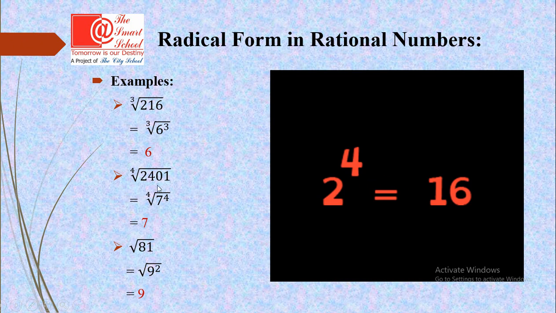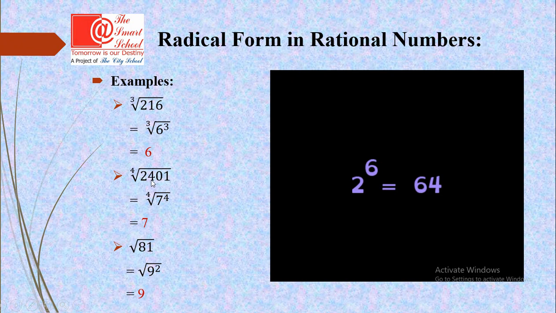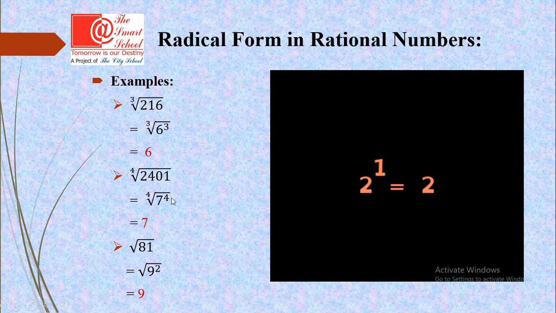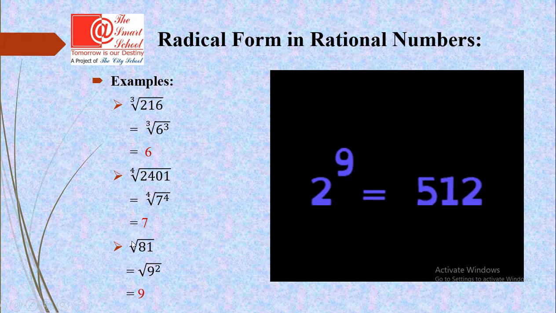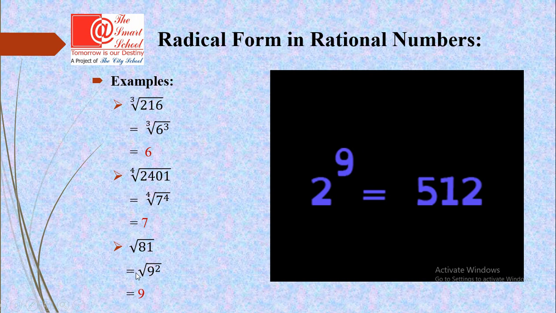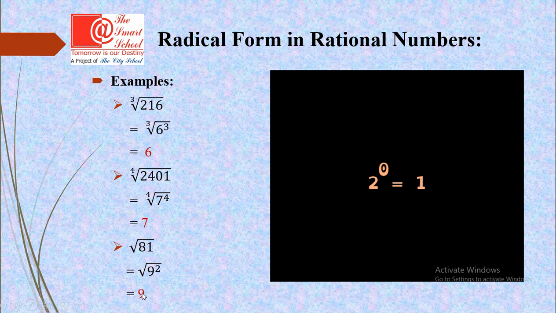So same as here. This is the radical of 2401 of order 4. If we convert this to 7 power 4, both the 4's will be cancelled and the answer is 7. And it is the square root of 81. Nothing is written here. It means what is written over here? Yes, 2. We don't write 2 when it is a square root. So this is 9 square, which is the same as 81. And so 2 will be cancelled by 2 and 9 is the answer.